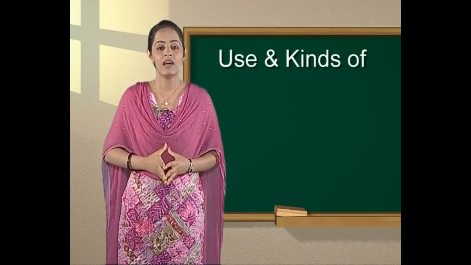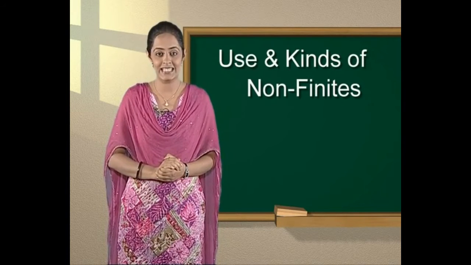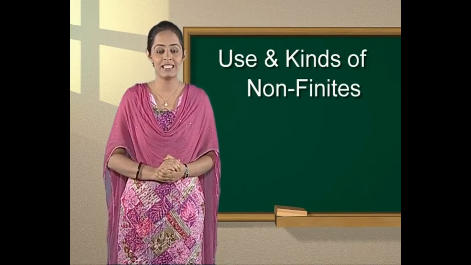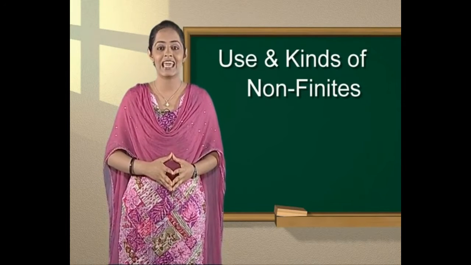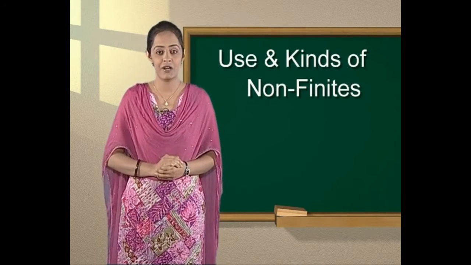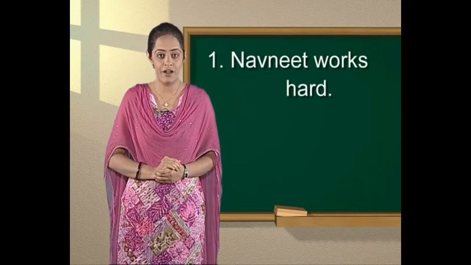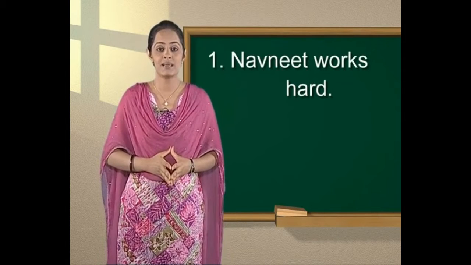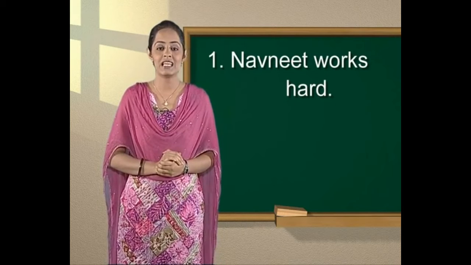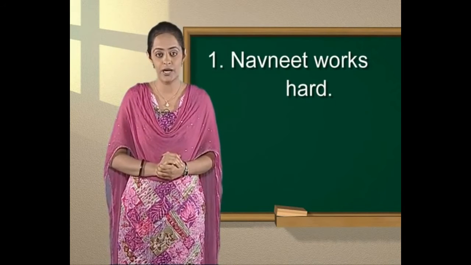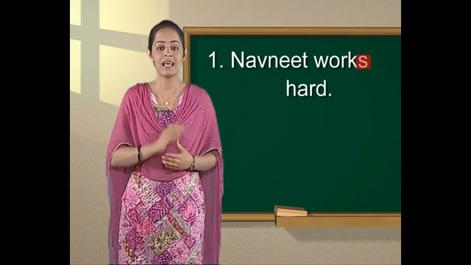Children, there are 5 sentences. In all the sentences, the finite verb is work. In the first sentence, S is added to the verb work. Why? Navneet works hard because the subject of the verb is Navneet. It is a third person singular. Therefore, instead of work, works has been used.